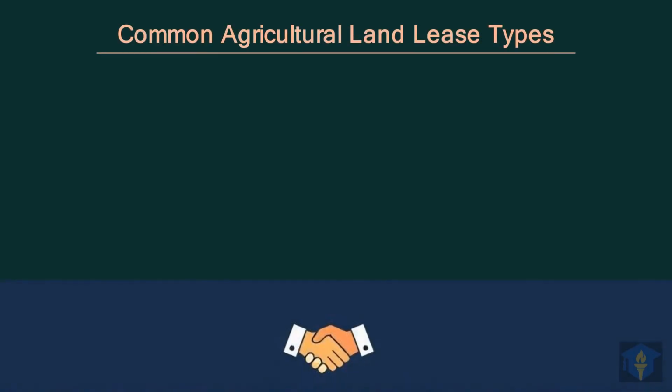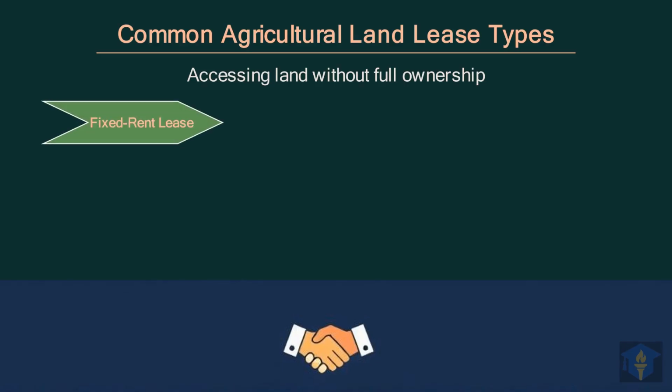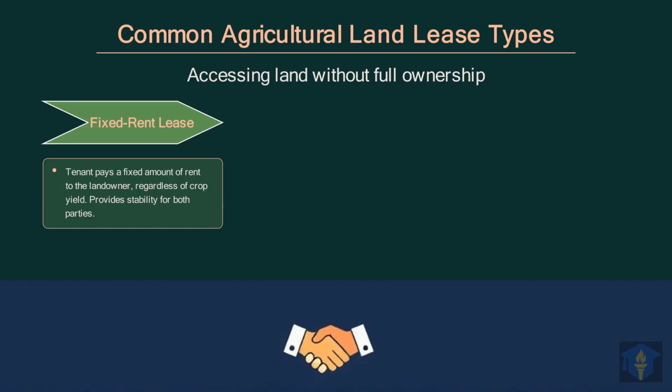Finally, let's explore common agricultural land lease types used by farmers. These allow access to land without requiring full ownership rights. Fixed rent lease provides a stable arrangement for both parties involved. The tenant pays fixed rent regardless of crop yield, ensuring predictability.